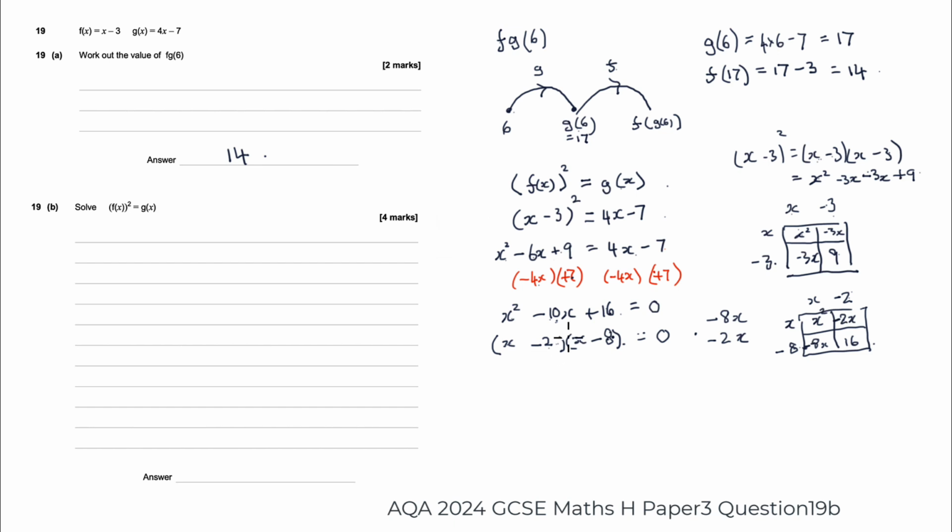So we've got a couple of brackets multiplied together equals 0. Now if you multiply two things and you get 0, one or other of them is 0. So either x minus 2 is 0 or x minus 8 is 0. One or other of these two expressions gives you 0. So add 2 to both sides here, add 8 to both sides here. So x equals 2 or 8. That's your answer.